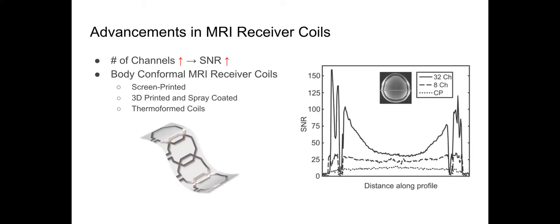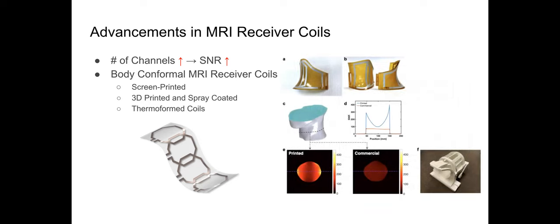Research in MRI receiver coils has shown that increasing the number of channels can help increase the signal to noise ratio of the image. Research conducted here at Berkeley has also demonstrated that there are added benefits of building a body conformal MRI receiver coil that aids in maximizing image SNR while providing patient comfort. Examples of this include screen printed coils and 3D printed coils. As an example of the performance of these coils, the figure to the right shows that a conformal 3D printed neck coil produces a higher image SNR when compared to a commercial head coil.